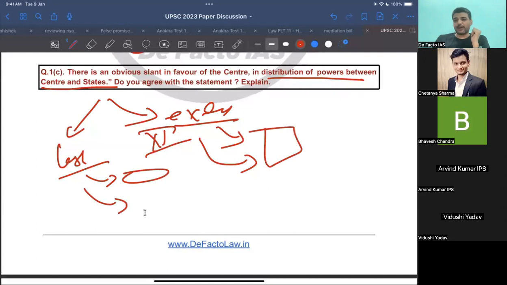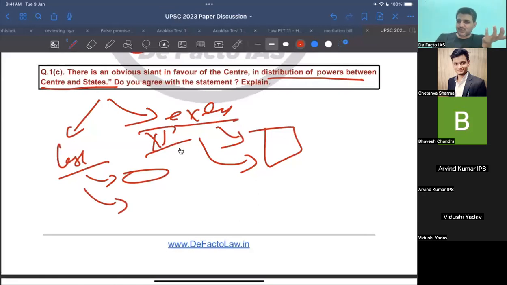Similarly, with regard to executive power, how the state has to follow the instruction of the union and how the state executive has to mandatorily execute the law of the union, right? So all those articles you have to simply write down one by one, article and provision, very brief. Yes, very correct, Ayush. 246 to 251, right?